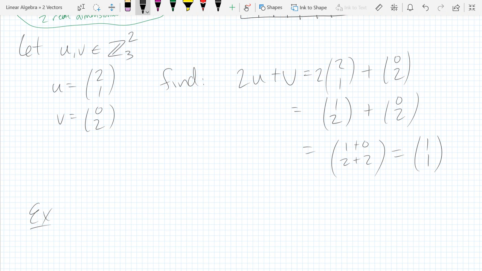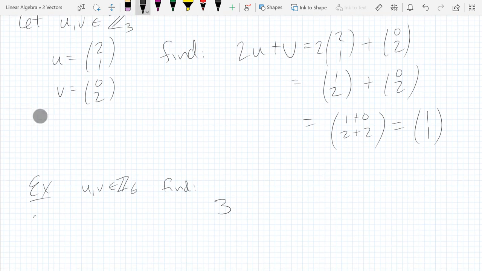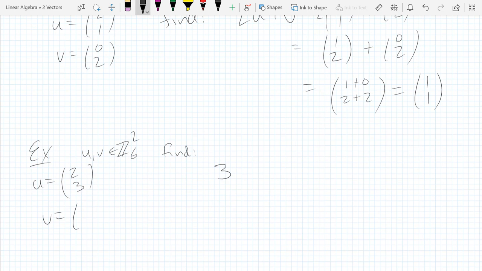So we'll do another example. Let's move up to Z6. It's more fun. Take the vector u to be 2, 3, and v will be 4, 5. So we'll find 3u minus 2v. All right, I haven't shown you how to subtract. First of all, I have told you there is no subtraction.